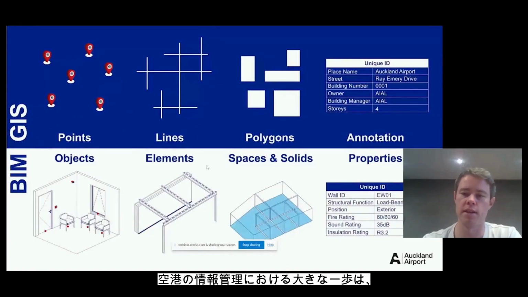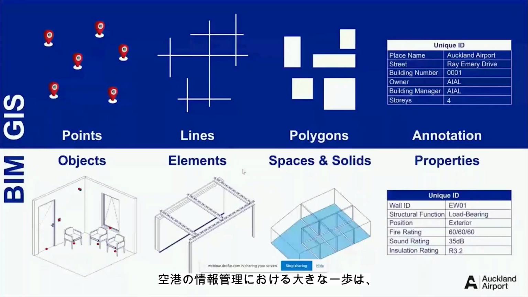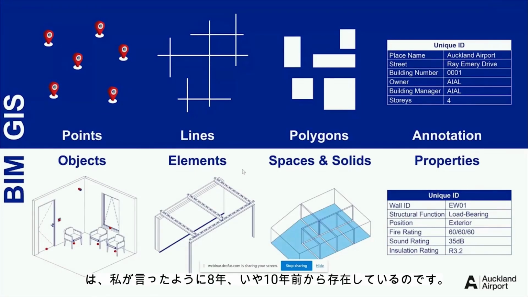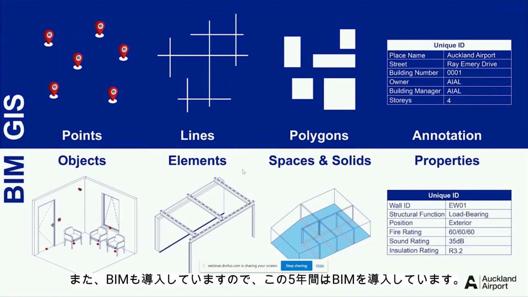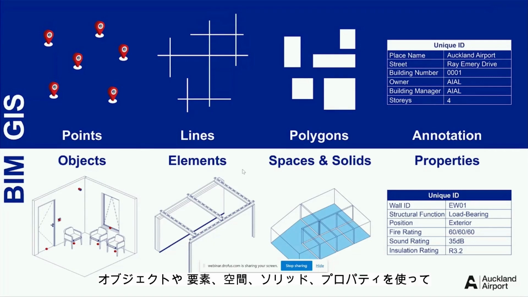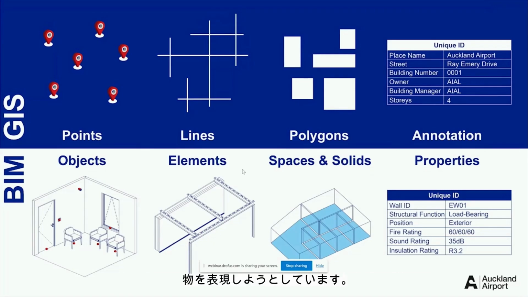And so a big step with information management at the airport is the fact that we now have both GIS, the Geographical Information System, which has been around, as I said, for 8 or it might even be 10 years, and we also have BIM, for the last 5 years. So we have these tools where we can represent basically our whole built world with points, lines, polygons, and annotation in GIS. And in the BIM world, we're trying to represent things with objects and elements and spaces and solids and properties. With these fundamental representations, we can then capture basically everything that we need to capture at the airport.